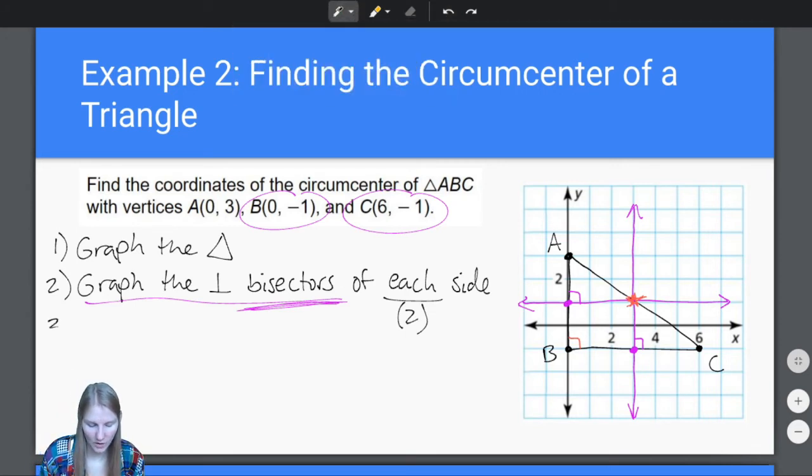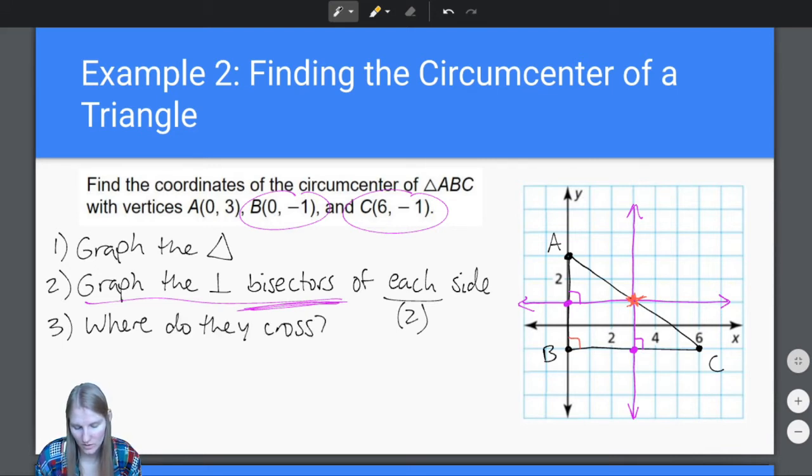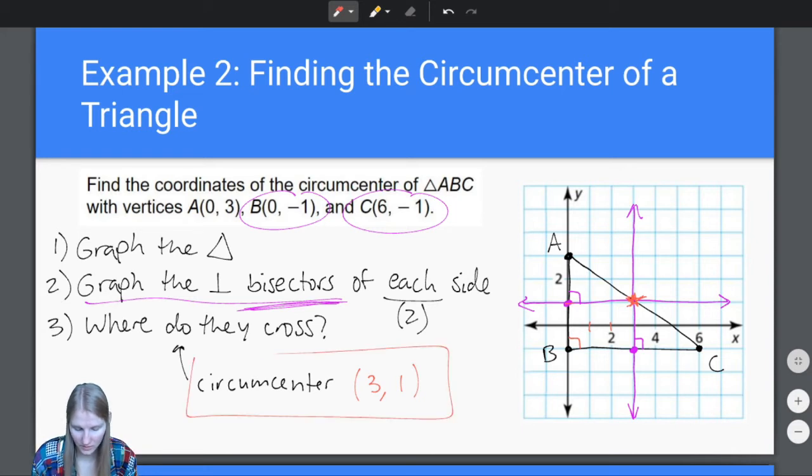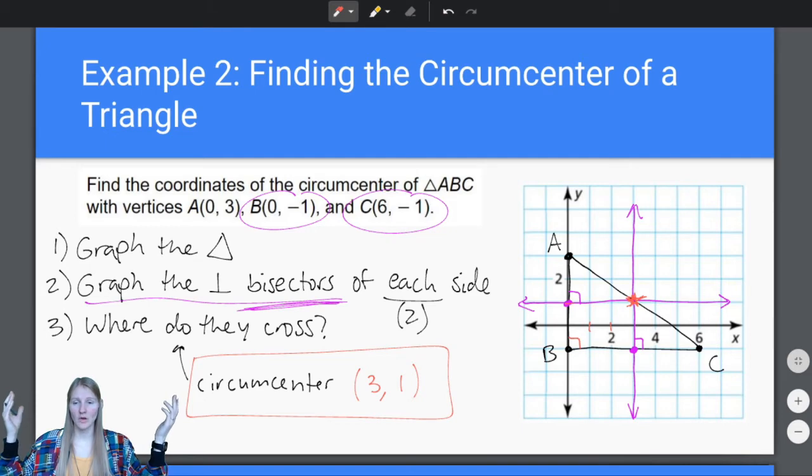Step 3, we kind of already did step 3, but it's where do they cross? Where do the perpendicular bisectors cross? Because that is the circumcenter. So, where do they cross? We have 1, 2, 3 is the x-coordinate, and 1 is the y-coordinate. So the circumcenter is at (3, 1). Wonderful! Fantastic. Let's check and see if we were right.